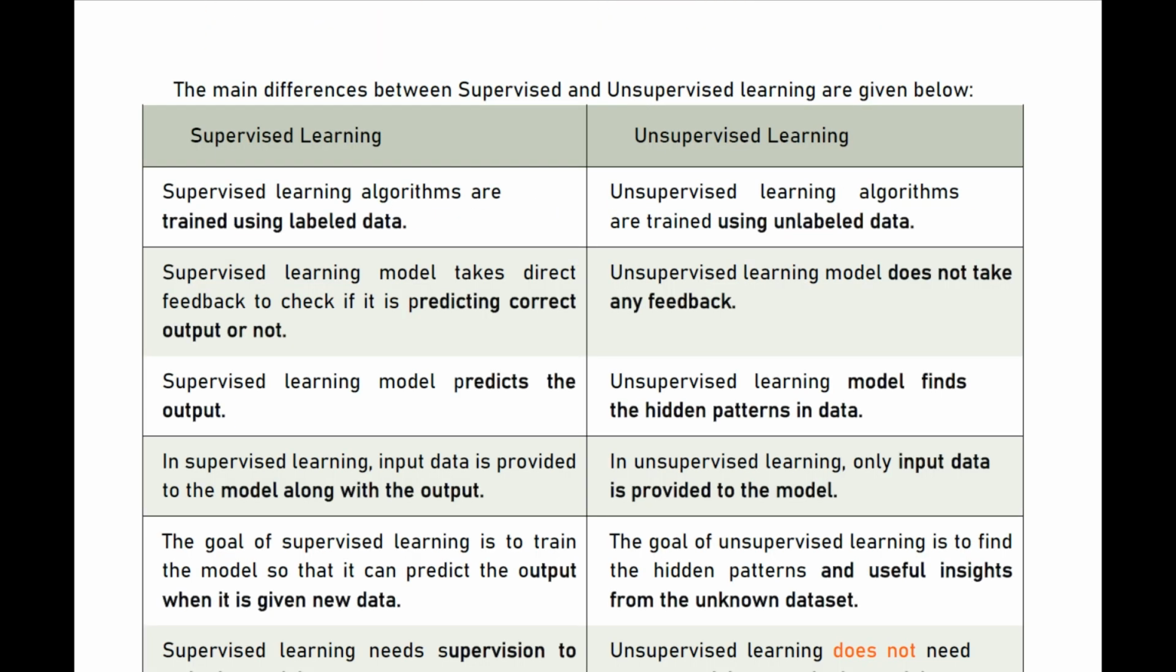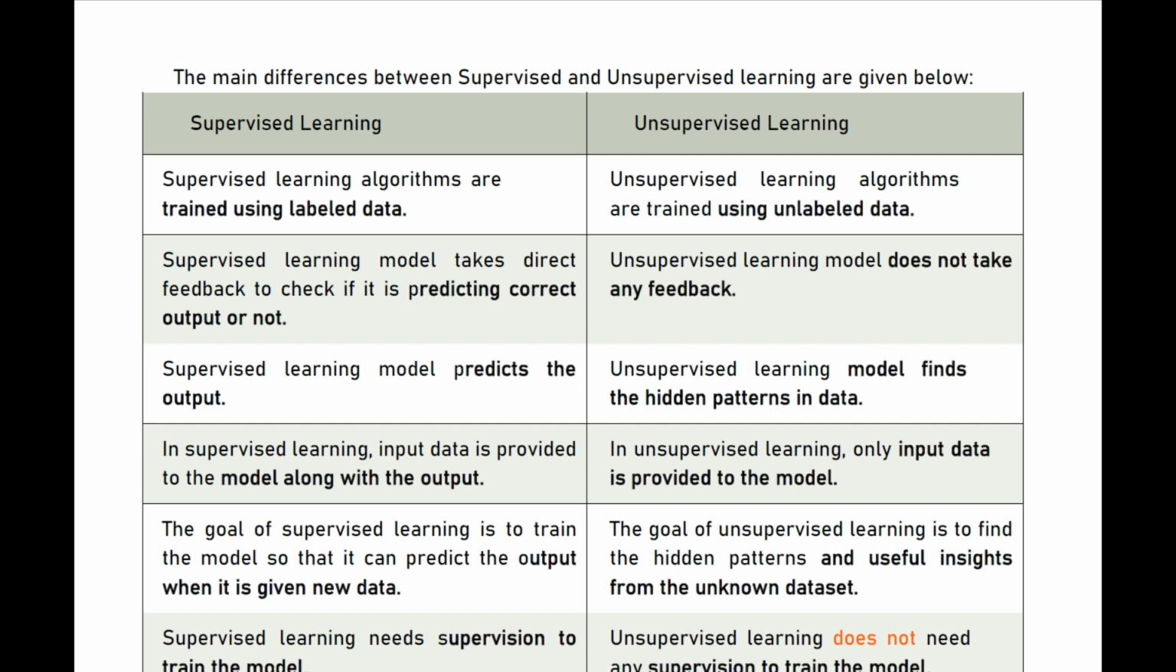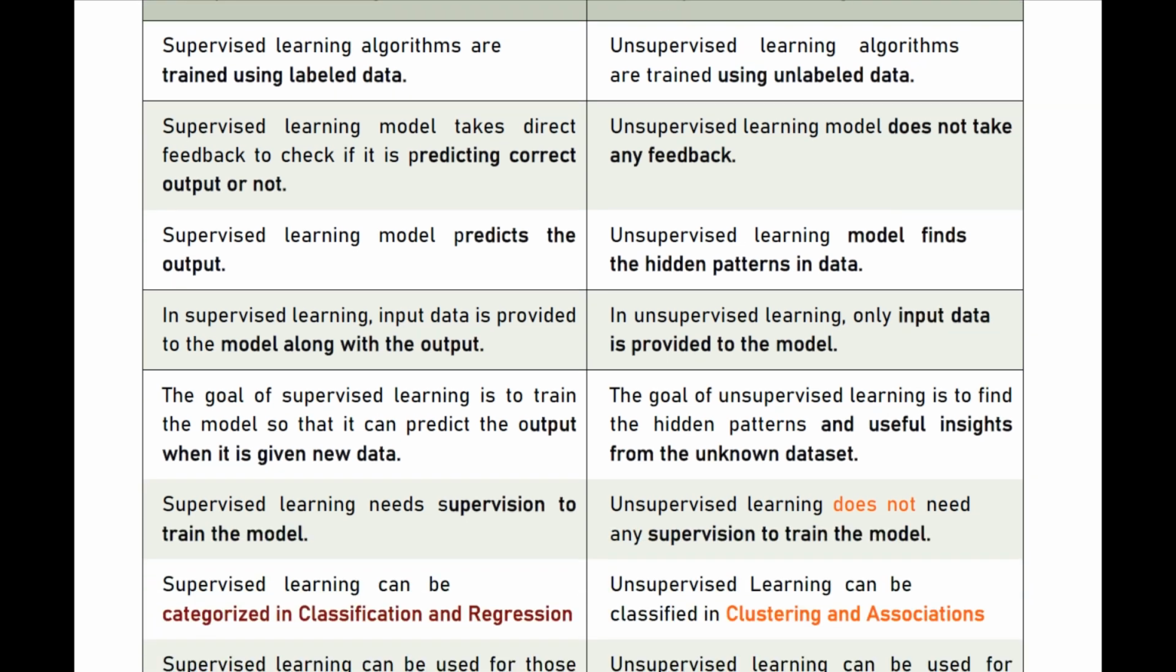What are the main differences? Supervised learning algorithms are trained using labeled data, while unsupervised learning algorithms use unlabeled data. Supervised learning is directed by feedback, checking whether the predicted output is correct or not. Unsupervised learning does not check feedback. It predicts the output and tries to find the hidden patterns in the data.